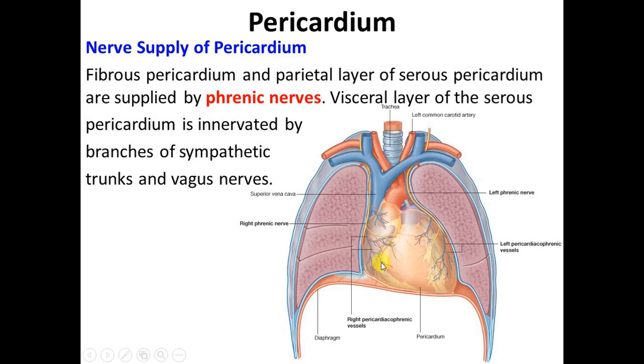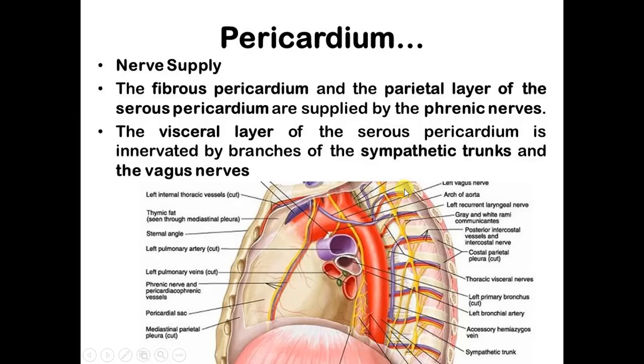Here we see the phrenic nerve running down along the pericardium. So the fibrous pericardium and parietal layer of the serous pericardium will be supplied by the phrenic nerve. And the visceral layer of the serous pericardium will be autonomic, meaning sympathetic and parasympathetic from the vagus nerve. So this is the nerve supply of the pericardium. Here the phrenic nerve is passing along the pericardium, so it will supply the parietal layer of the serous pericardium and fibrous pericardium.